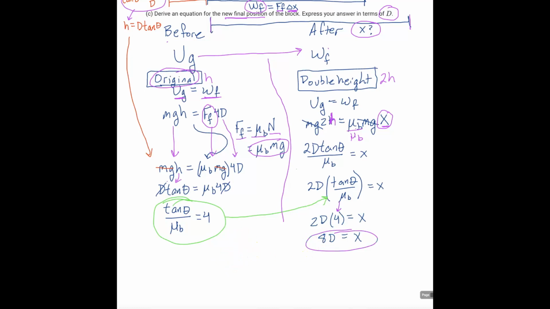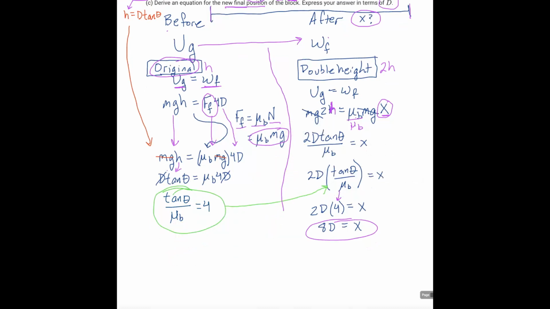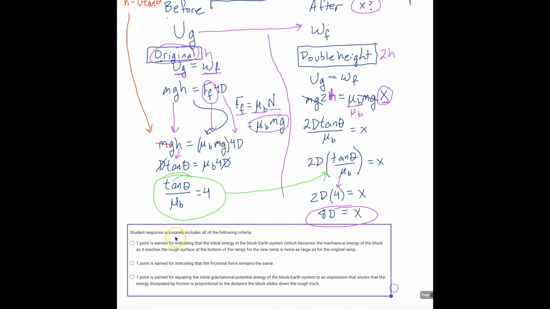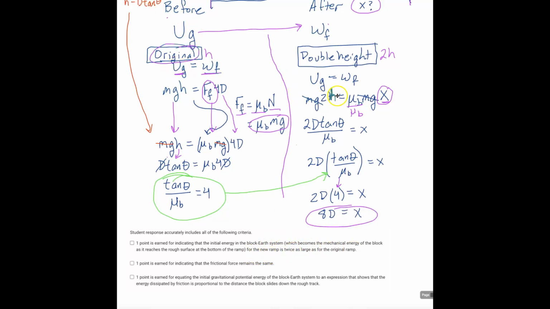You get 1 point. So let me make a copy of this here really quick. So I'm going to do this, and then I'm going to make a copy. Okay, so I made a copy. Let's see if I can paste it in. I'm not sure I can. So, there it is. So here's where you get your points. You get 1 point for indicating that the initial energy of the block-Earth system for the new ramp is twice that of the original ramp. So we did that right here, where we have 2h.